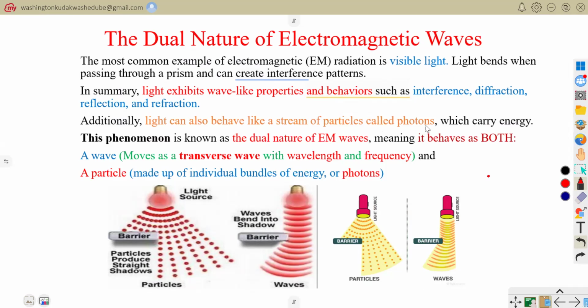So when it comes to your exams, they would ask you to define the dual nature of electromagnetic waves, or describe the dual nature of electromagnetic waves. You simply say that the dual nature of electromagnetic waves tells us that electromagnetic waves can behave as a wave, where they move as a transverse wave with wavelength and frequency, and as a particle, where they are made up of individual bundles of energy, or photons. That is what the dual nature of electromagnetic waves means, or states.